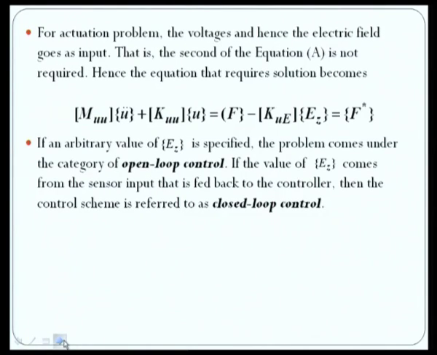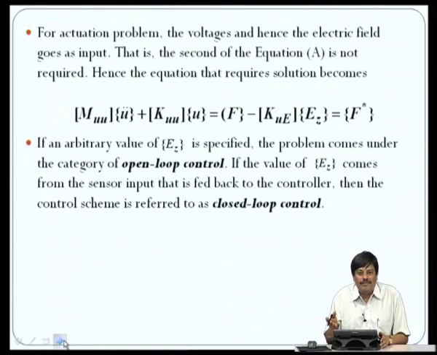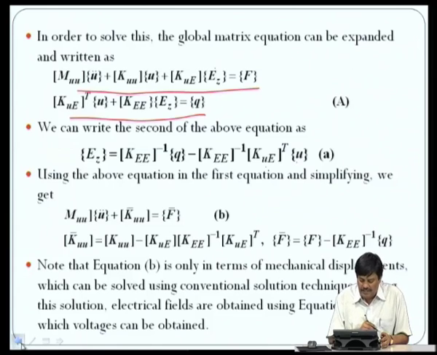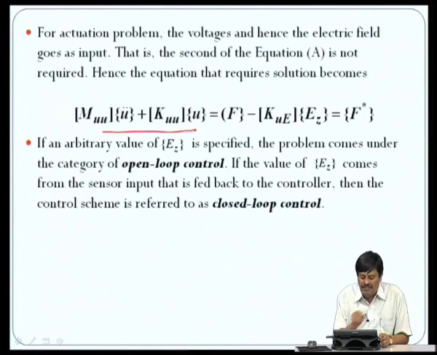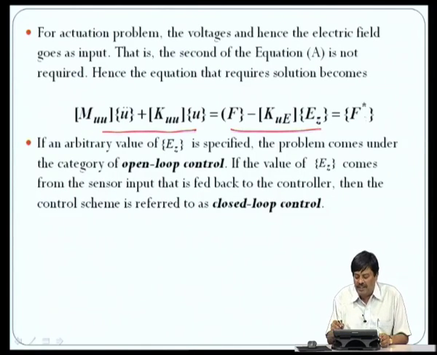So, for the actuation problem, the voltage, and hence the electric field, goes as the input for the actuator, because we have to feed the electric field in order to actuate. So, the second equation in A is not required for the actuation problem. Hence, the equation becomes this equation. For the actuation problem we have this one, and this goes as an input here, which is the equivalent load, and now we can actually perform the actuation.